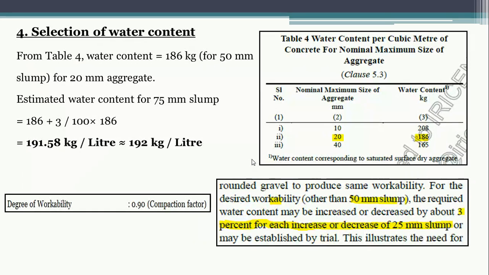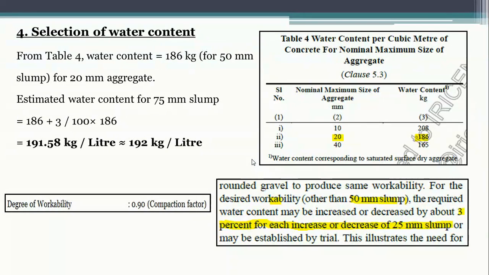Now I'll move on to the fourth step. For the workability of 0.9 compaction factor, I know that it falls in the range of 50 to 75 mm. So I have taken 75 mm slump. It can be 50 mm slump also, or it can be 75 mm slump also, so I have taken the higher value.